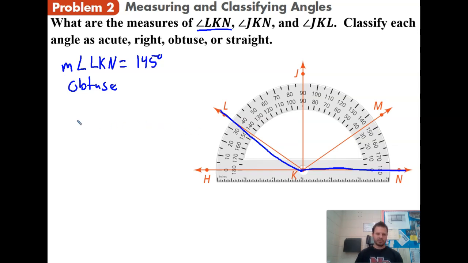All right, next up, let's find the measure of angle JKN. Let's connect the dots, J, K, and N. Looks pretty easy. Looks like this one's just a right angle. If I follow my angle up to where it hits that second line, it's right at 90. So we'll say it's equal to 90 degrees, and that is a right angle.